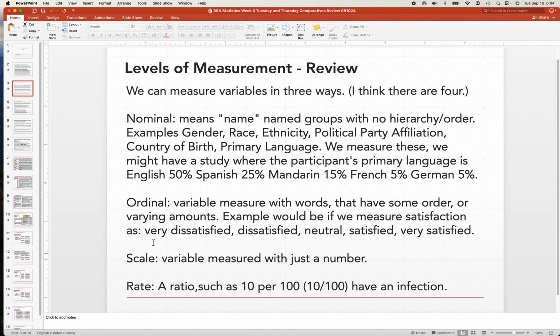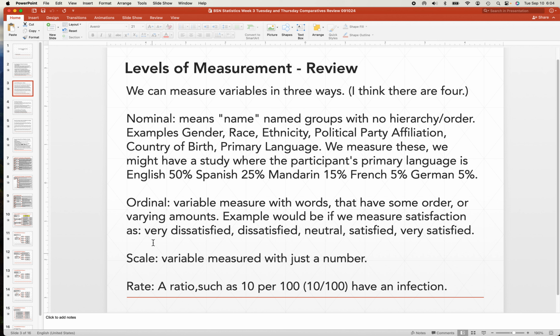I mentioned before, I think that there is a fourth level of data, what I would call a rate. A rate is something that we see often in epidemiology, where we talk about the number of cases of an illness per population. We might see that for a particular infection, the rate is something like 2.3 patients per 10,000 in a population have this condition.